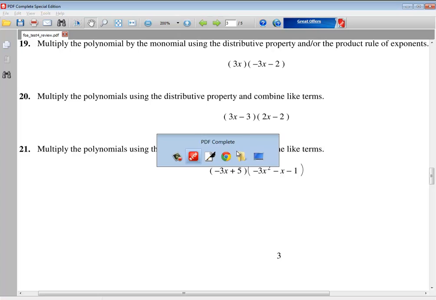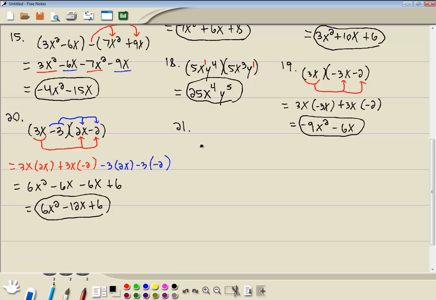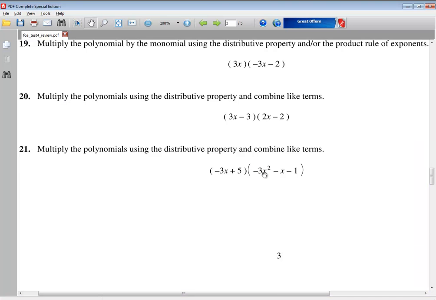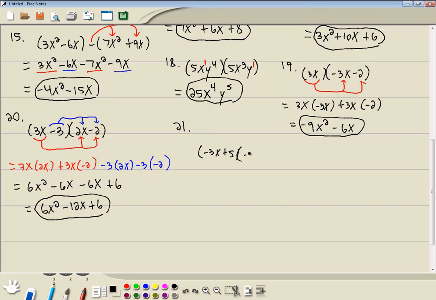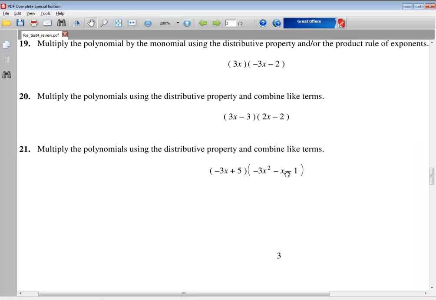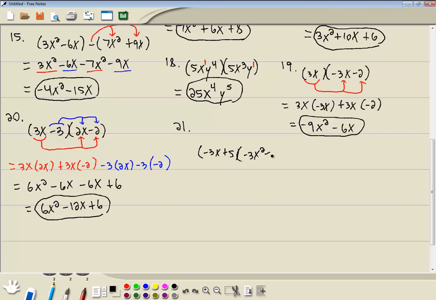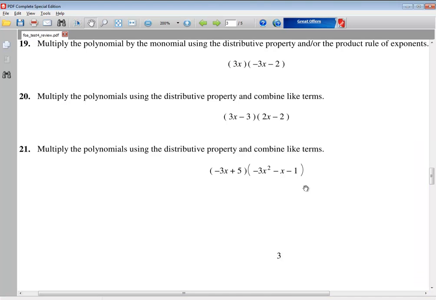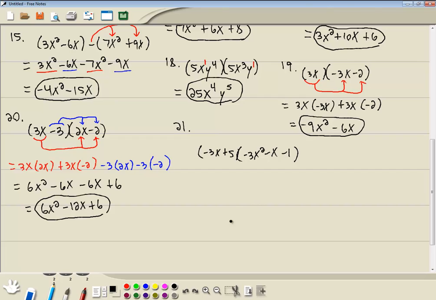Okay, this one's a little bit bigger. Negative 3x plus 5. I guess I'll start down here. And then multiply that times negative 3x squared minus x minus 1. Okay, now we got 2 terms here and we got 3 terms over here. So I'm going to take my first term over here, the negative 3x, and I'm going to multiply it times the first term over here, times the second term, and times the third term.